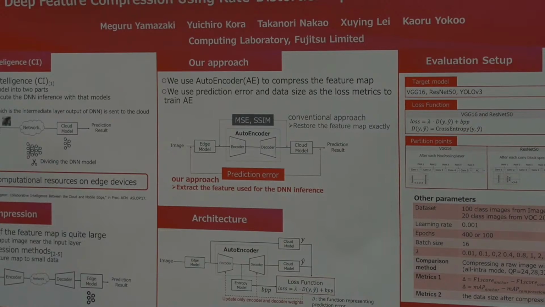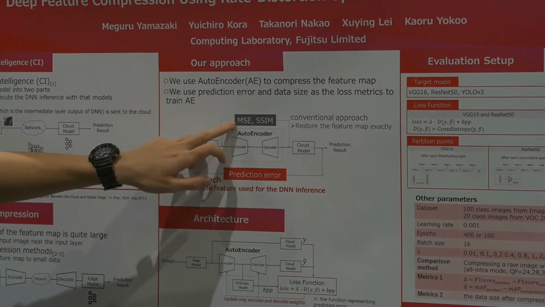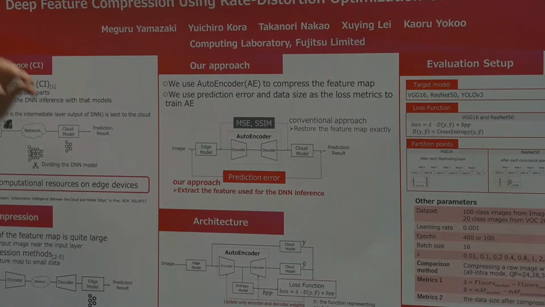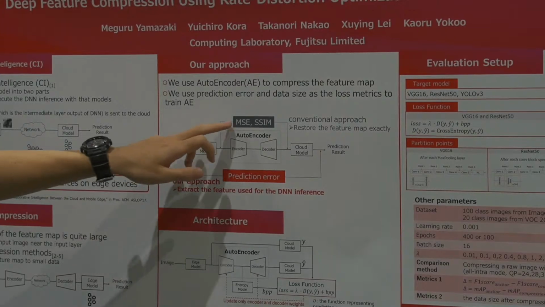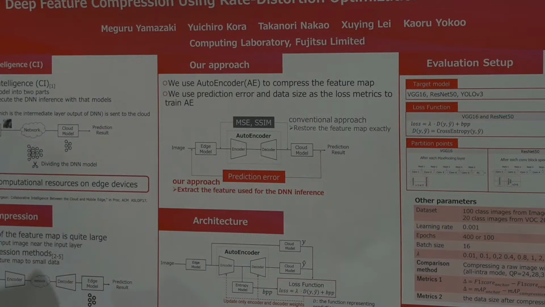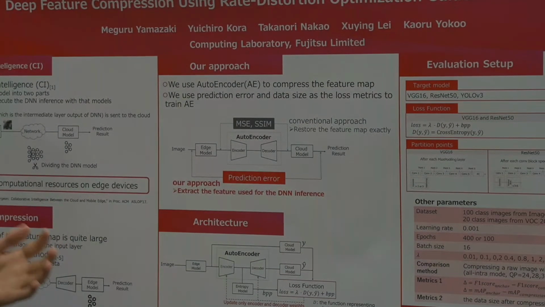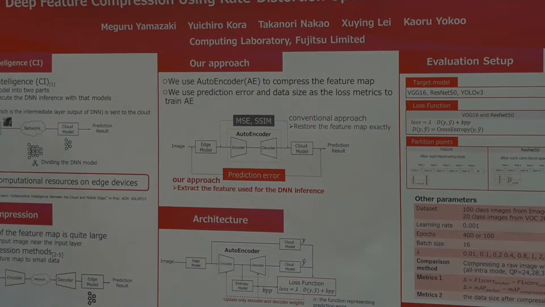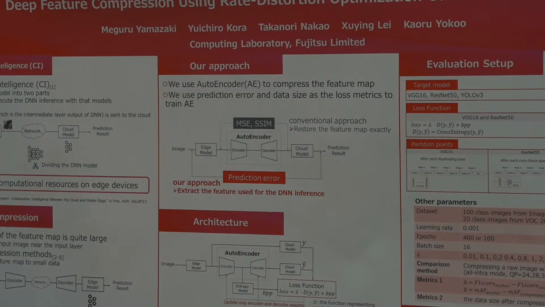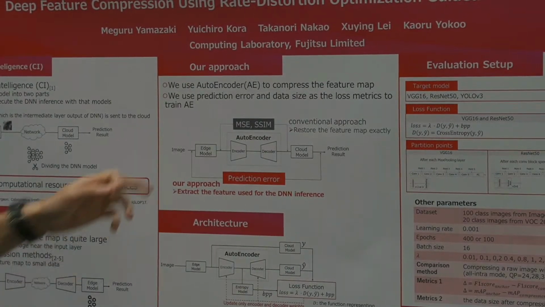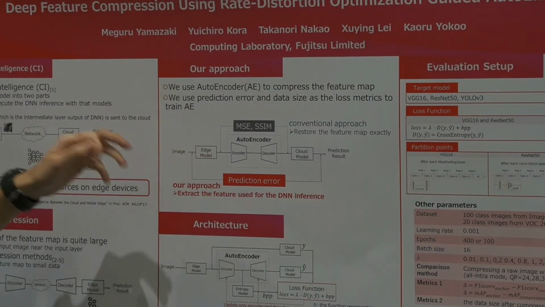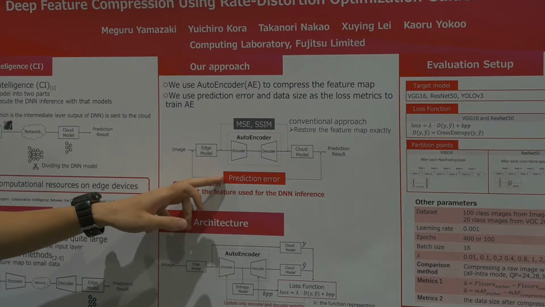Previously, the autoencoder was trained with an MSE or SSIM based loss function in image compression, and existing feature compression methods also utilize MSE or SSIM. However, in feature compression, restoring the feature map exactly is not needed because the restored feature map is only used for DNN inference, and people don't see it. So we train the autoencoder to keep prediction accuracy and to reduce the data size.